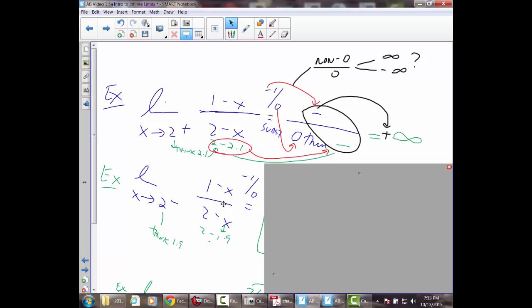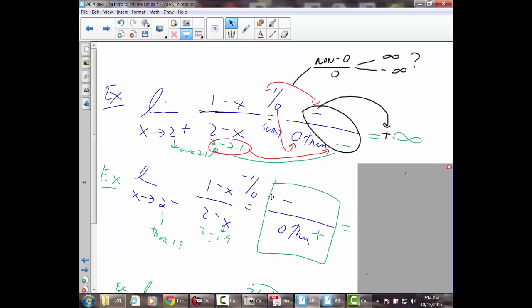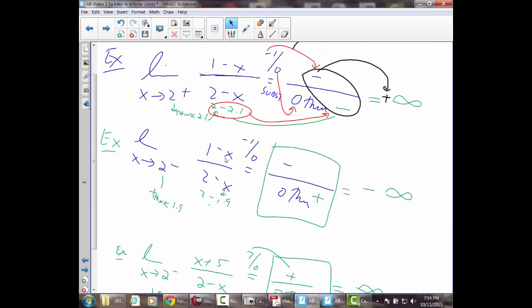Take the same exact example, but approach 2 from the left. Think 1.9. 2 minus 1.9, of course, will be positive. So this time I'll have a negative constant on top, and I'll be approaching 0 through positives. That'll give me negative infinity.